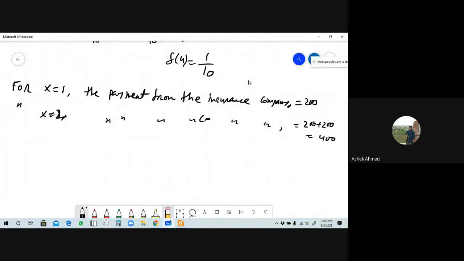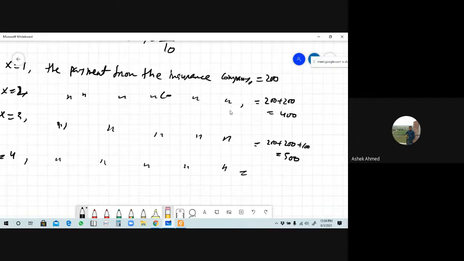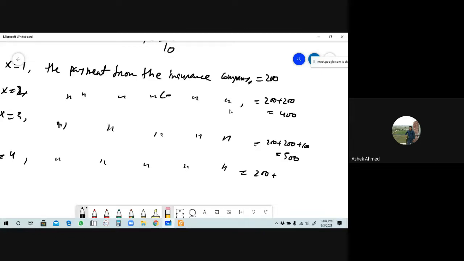And for x equals 3, the payment from the insurance company, that will be 200 plus 200 plus 100, this will be 500, is it right? For x equals 4, the payment from the insurance company will be 200 for each of the first 2 days, then 100 for the third day and 100 for the fourth day. That means if he stays 4 days in the hospital, the total number of dollars from the insurance company will be $600.